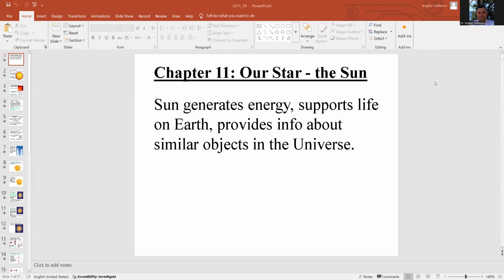And understanding what's going on within the sun and on the sun gives us a chance to think about other stars and galaxies that are made of stars. So you definitely understand the universe through understanding the sun.